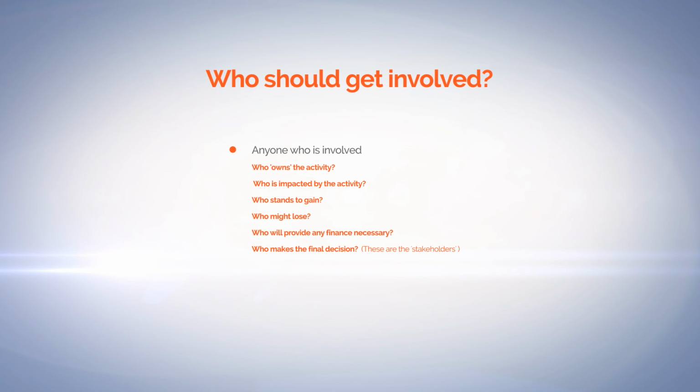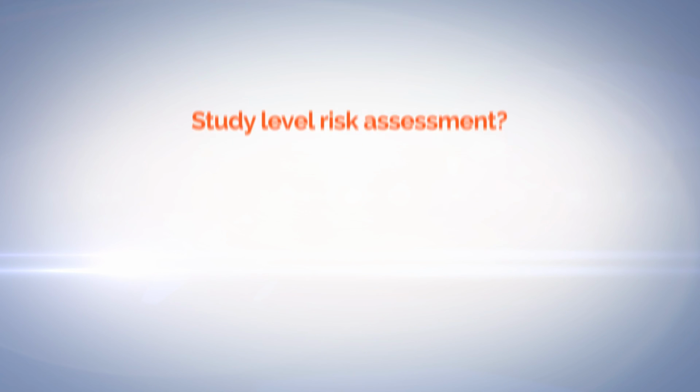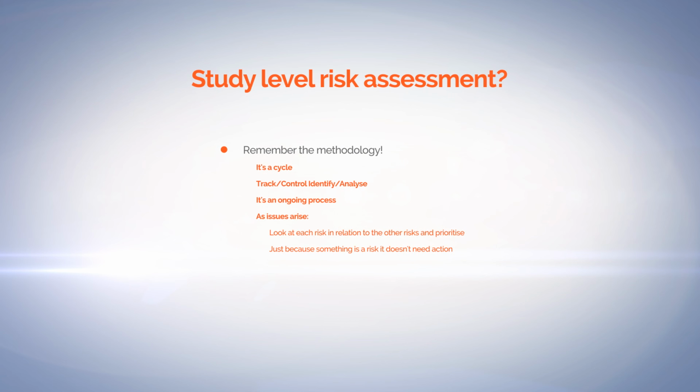And remember that methodology, that cycle, it's very straightforward. It's only got 5 steps. Track, analyze, control. It's an ongoing process. As each risk issue arrives, look at each risk in relation to all the other risks. Just because something is a risk, don't forget, it doesn't need action.